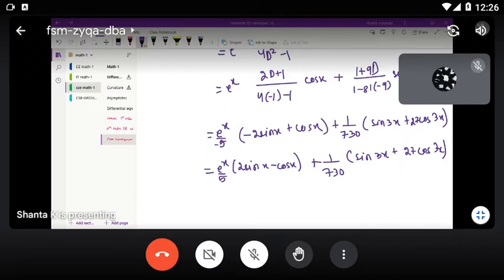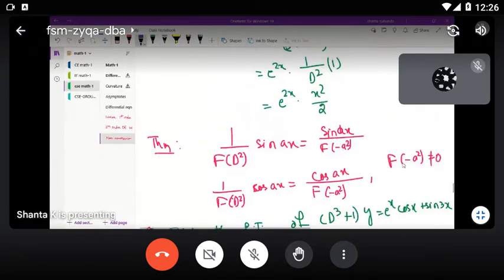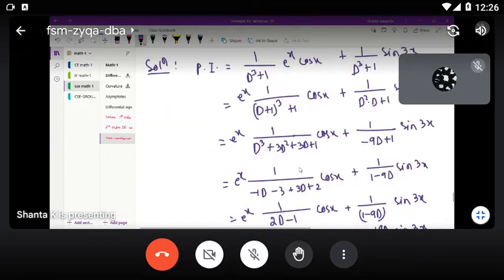No, ma'am. Okay, so now we will move on to what happens when f of minus a squared is 0. We can use this formula whenever f of minus a square is not equal to 0. That denominator term is not going to 0, then we can use this formula.